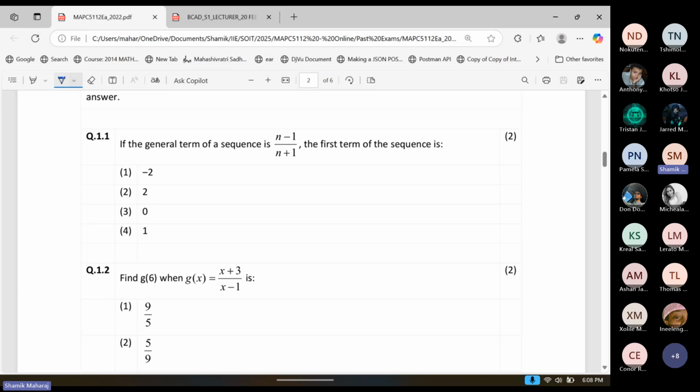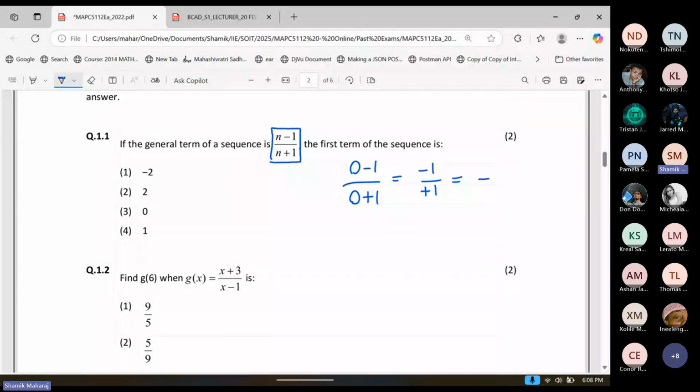It's very useful, right? I should just point out with 1.1, I was browsing through this and I can see probably a mistake here already. So let's just go through 1.1 first. If the general term of a sequence is given by this formula here, the first term of the sequence is what? Usually you would plug in n equals 0 into this formula to get the first term. If I plug in n equals 0, I get 0 minus 1 over 0 plus 1, which is minus 1 over plus 1, which gives us minus 1. That should be the answer, but that's not an option here.